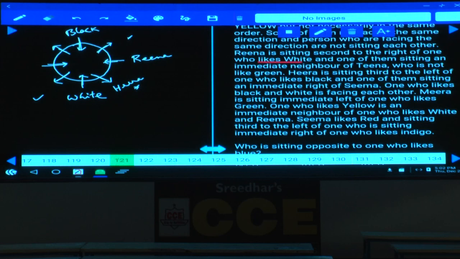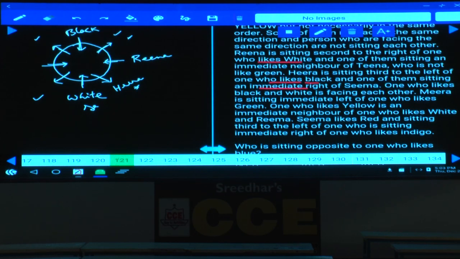And Hira is seated third to the left of the one who likes black, and one of them is an immediate neighbor of Seema. One of them is an immediate neighbor of Seema means who are those 2 persons? Tina and Hira is seated third to the left of the one black. Either Hira or the one black is an immediate neighbor of Seema. Tell me where can this Seema be? Seema can be at this place or Seema can be in these 2 places. Isn't it? And one who likes black and white is facing each other.